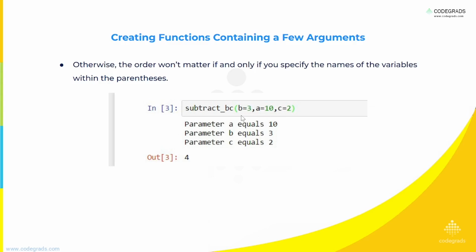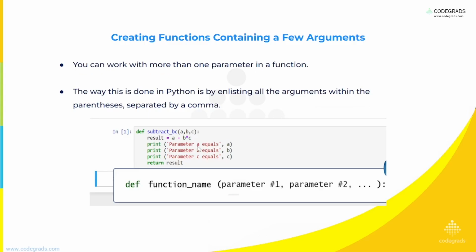At first I want to pass b, so I'll specify b equal to 3, then a equal to 10, and then c equal to 2. That is the function I'm talking about. In this function, I have passed a, b, c, and for the result I have passed the operation a minus b into c, and I have written the result.